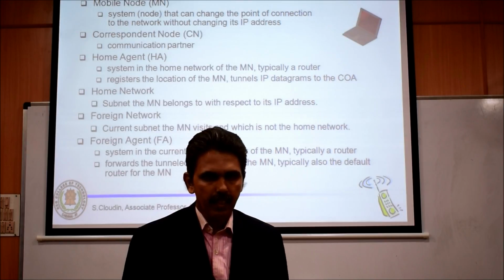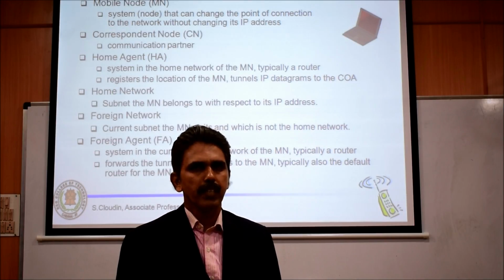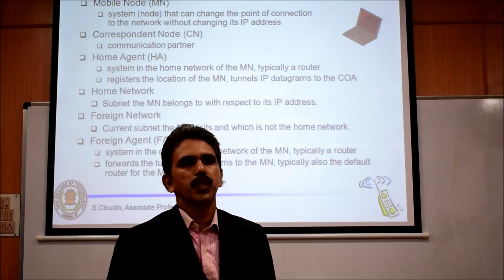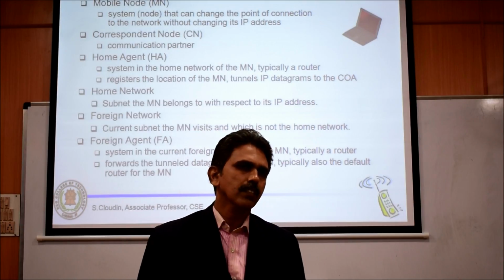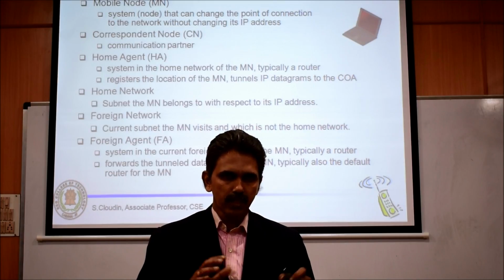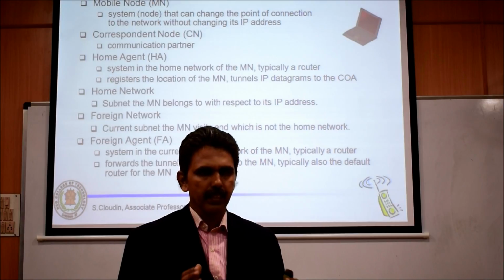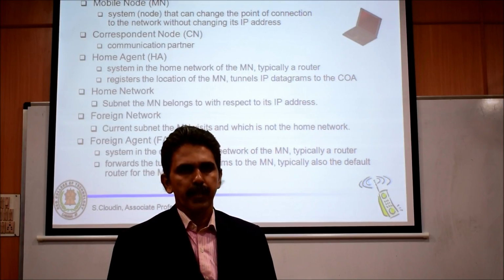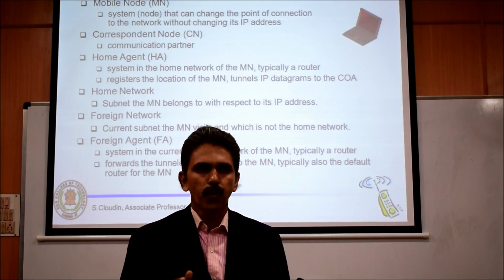Then we have another entity called CN, that is correspondent node. Normally a correspondent node is a node which wants to communicate with the mobile node. And we have a home agent. The home agent is normally a system which functions as a router located in the home network. The home network is a subnet, the home subnet of a particular device. The IP address of that particular device will be given based on the home network.